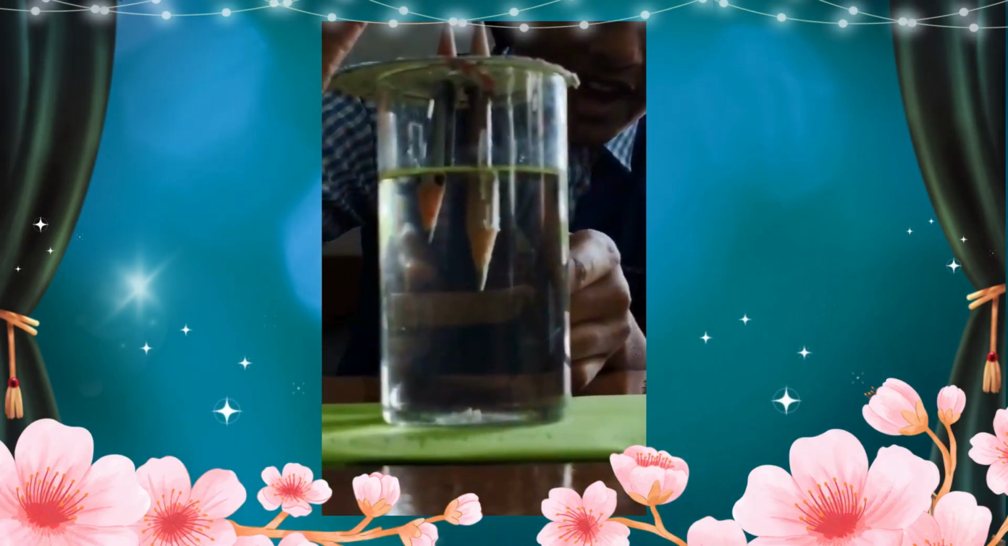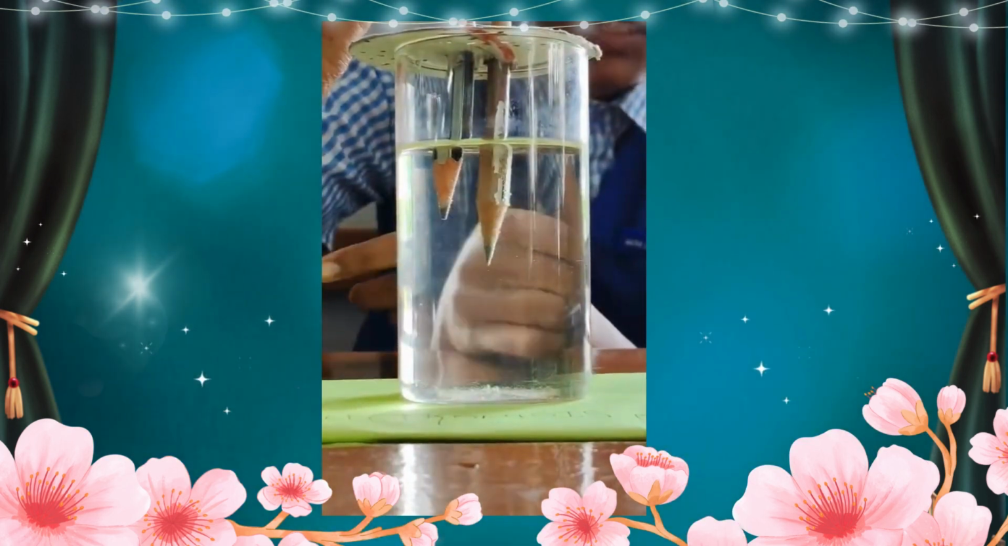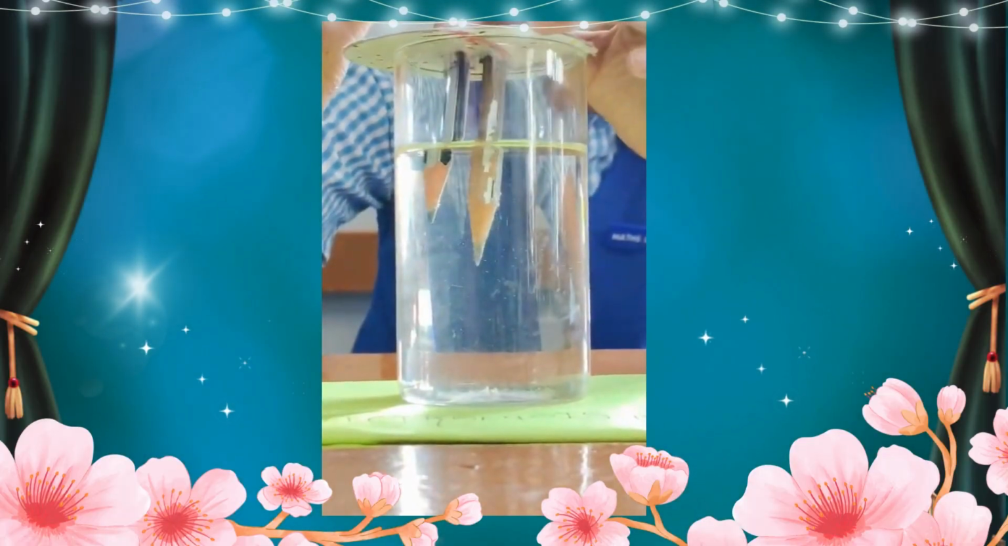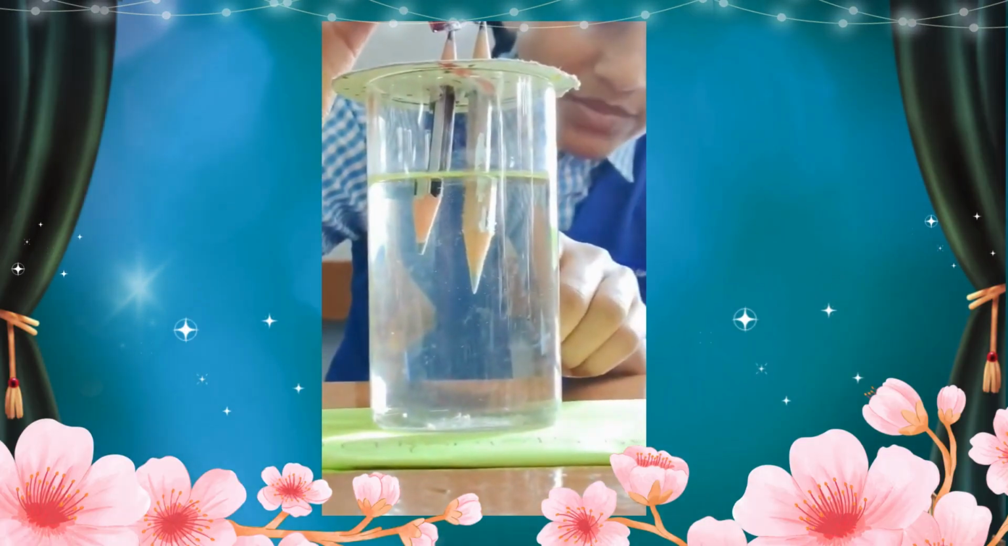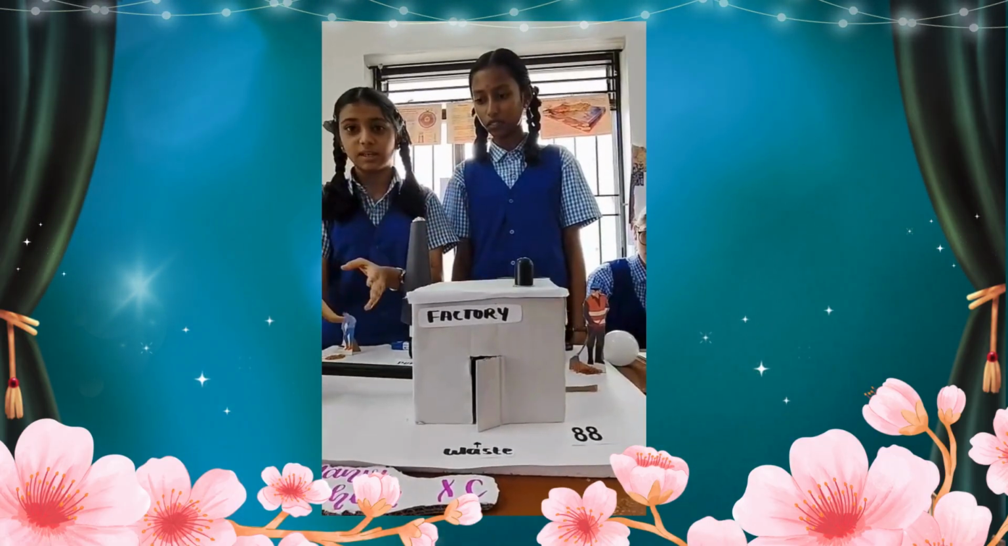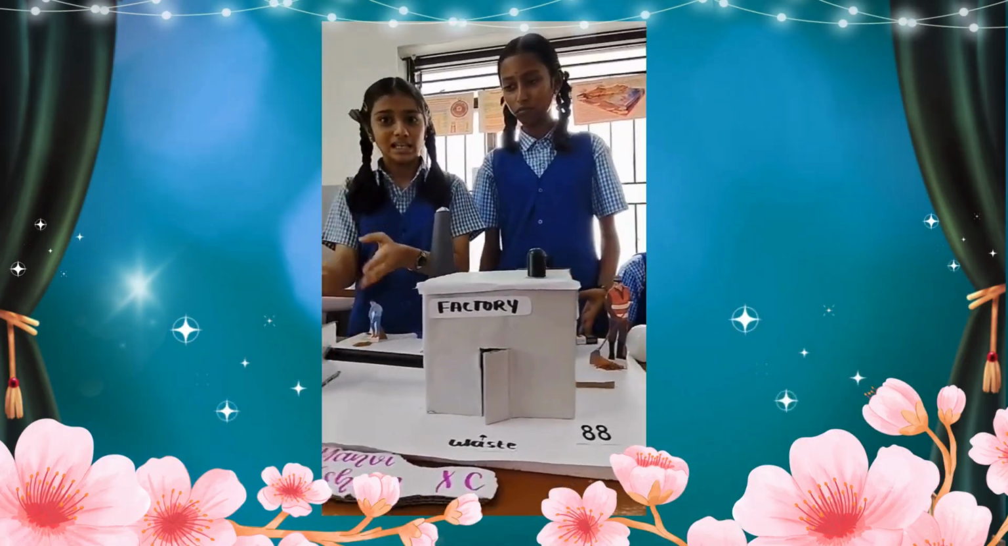You can see the liberation of hydrogen gas and oxygen. As we know, water is made up of hydrogen and oxygen in a 2:1 ratio. You can see the hydrogen. So these are the steam, by which the turbine spins and it produces electricity.